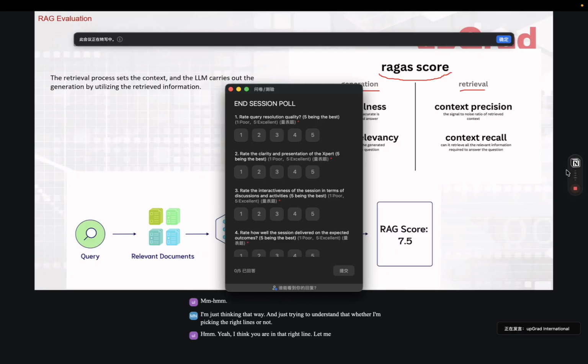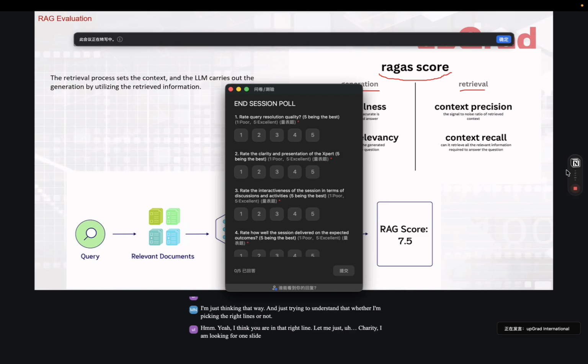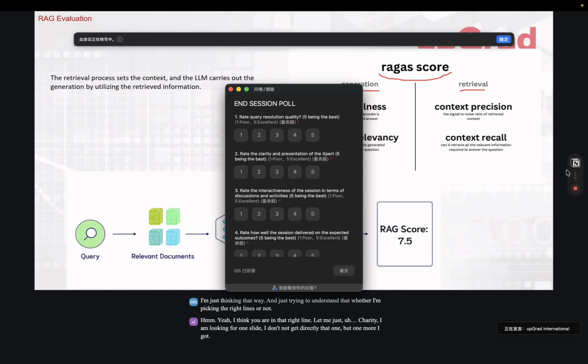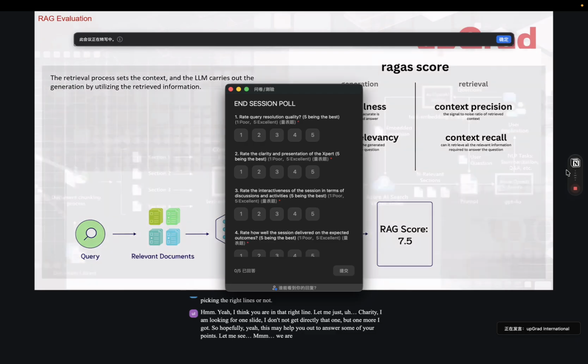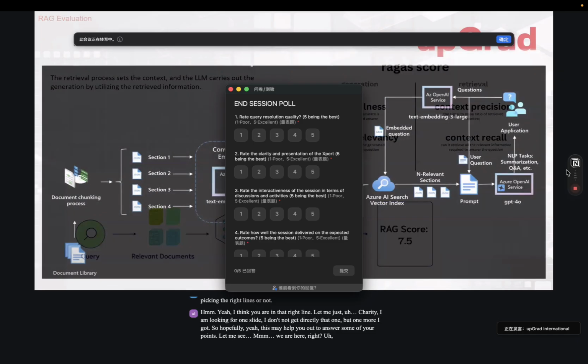Let me just share it. I am looking for one slide. I didn't get that one directly, but I got one more. So hopefully this may help you answer some of your points. Let me see. We are here, right? Can you see this?